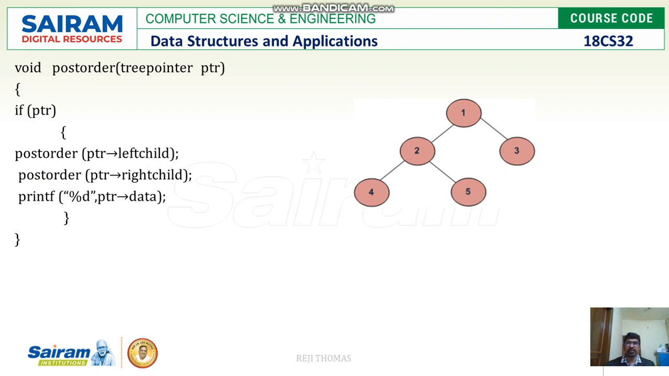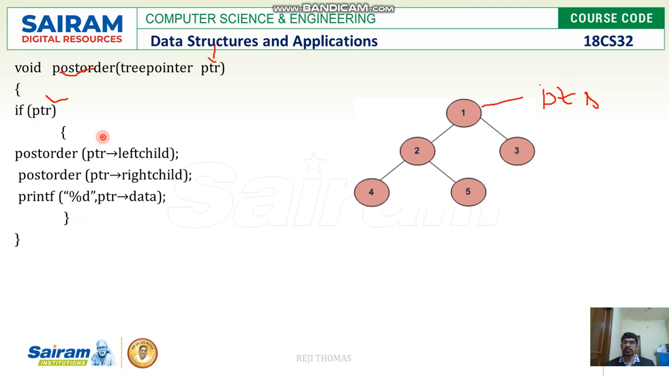It's not much different from the previous one. You can see here we have a function called post order, which takes a single parameter called ptr. ptr will be a pointer to the root node, so ptr gets the address of the root node. Next statement: if ptr, what does it mean? If the tree is not a null tree, that means there is a tree which exists. If the tree exists, you can traverse.